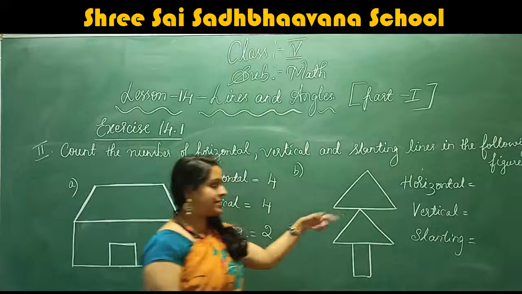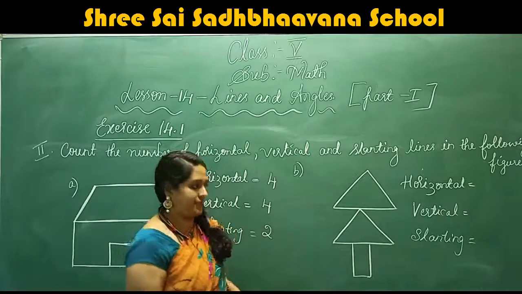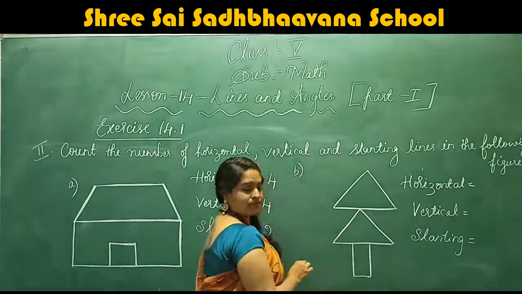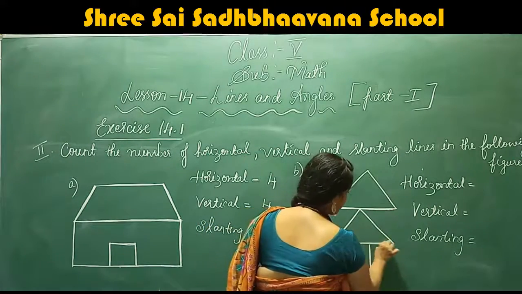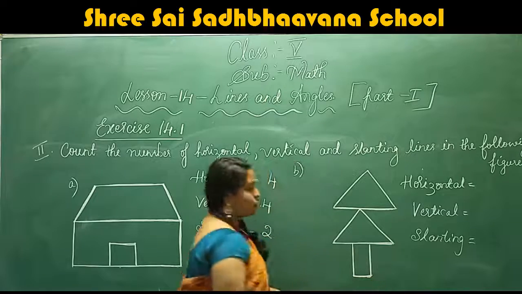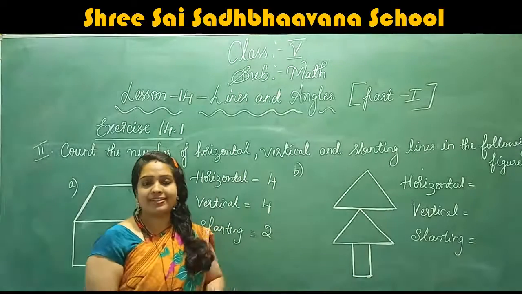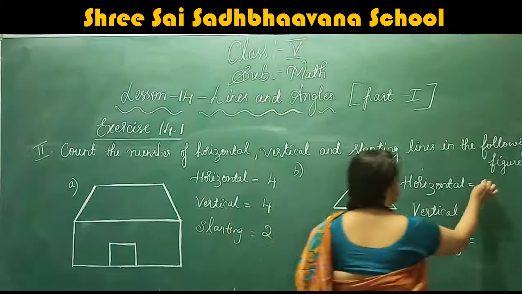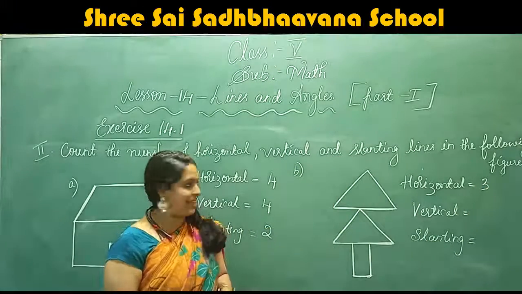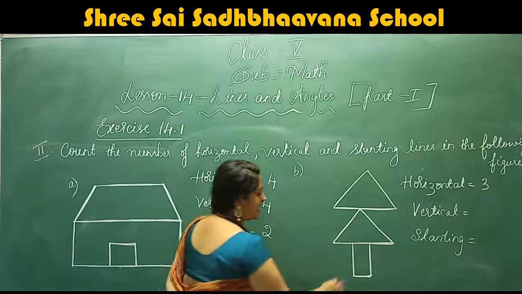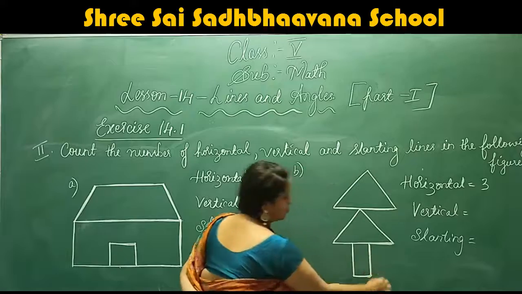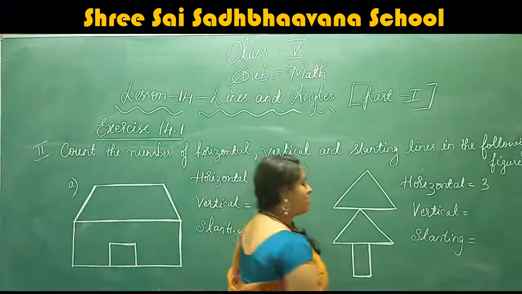Yes. So let us count the horizontal lines first. So this is the 1, here it is 2, and here it is 3. So there are 3 horizontal lines. Okay. Let us see the number of vertical lines. See there. So the vertical lines 1 and 2. There are 2 vertical lines.